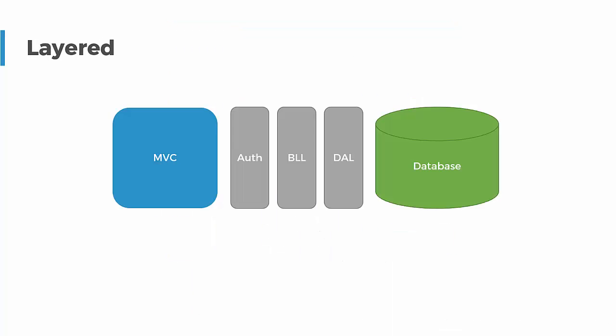That's it. So let's jump back to the layered diagram that I have with our MVC application, and we have our layers in the mix there, which is our authentication, business logic, and our data access. And really what I want to do is get rid of these layers, and I can do that with CQRS. So how do I do that?